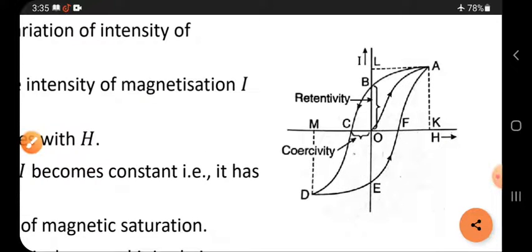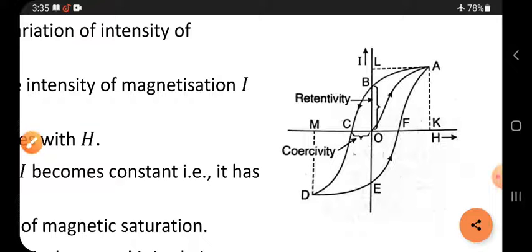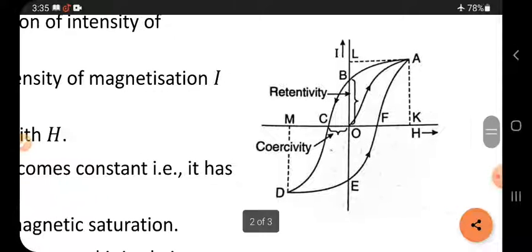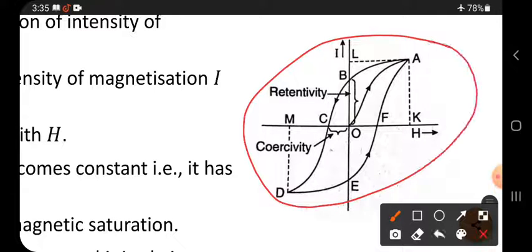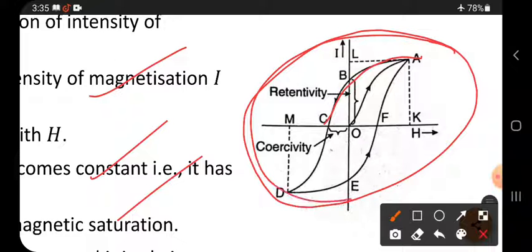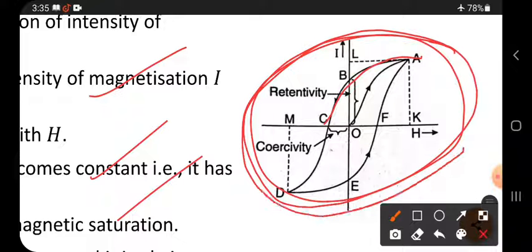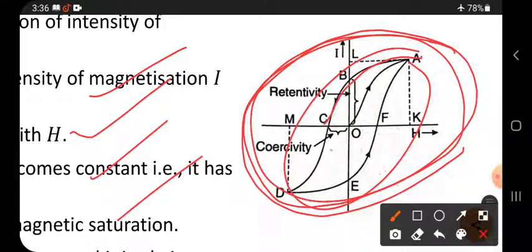If you learn the retentivity and coercivity definitions, and if you know this diagram perfectly, there is no need to read these theories. Just write how the values are changing in terms of words, and then you can easily get good marks. So you must practice this diagram more, then hysteresis is very easy.